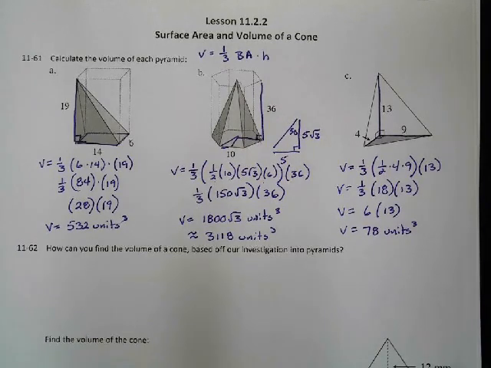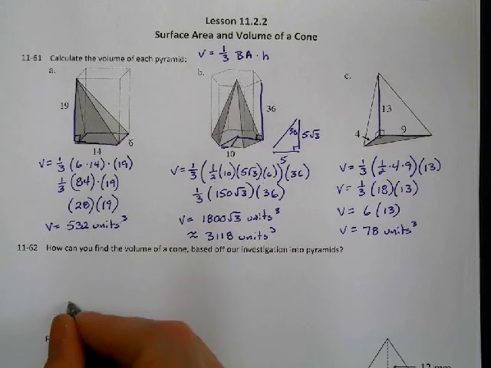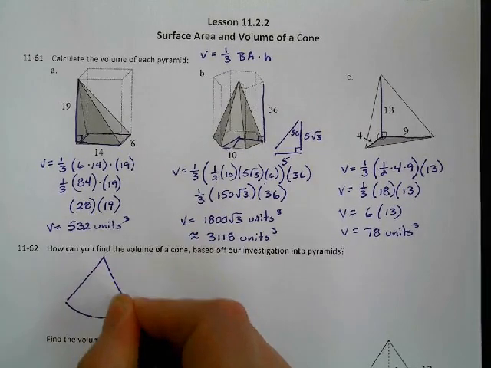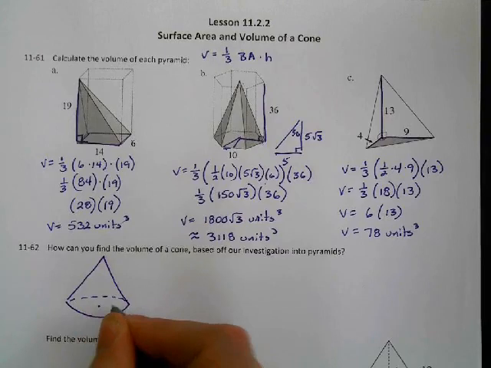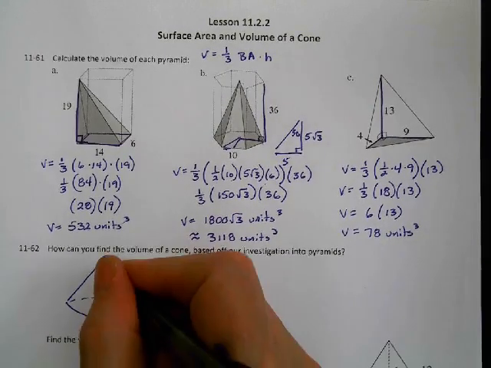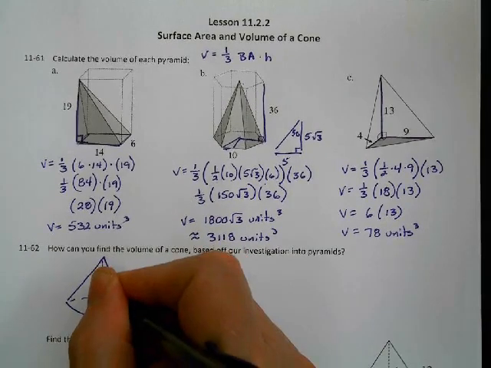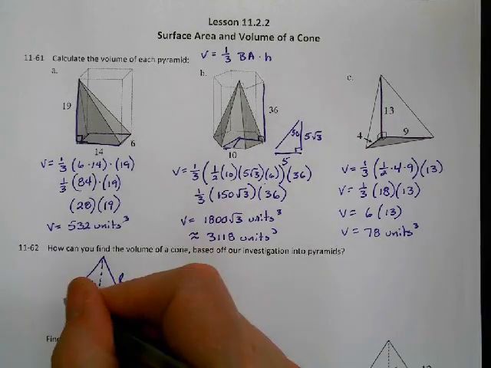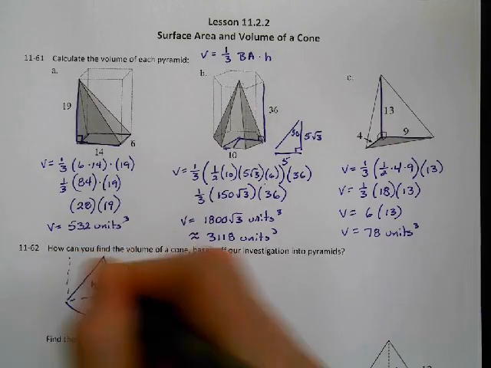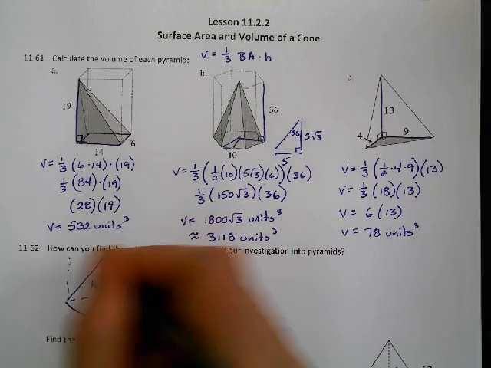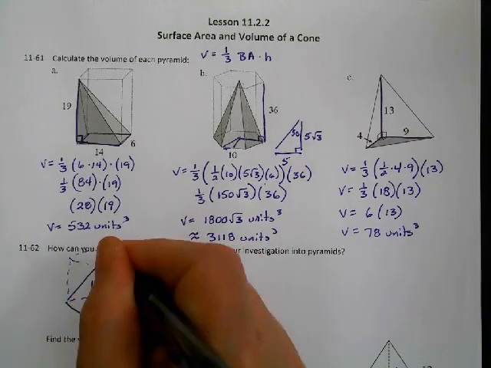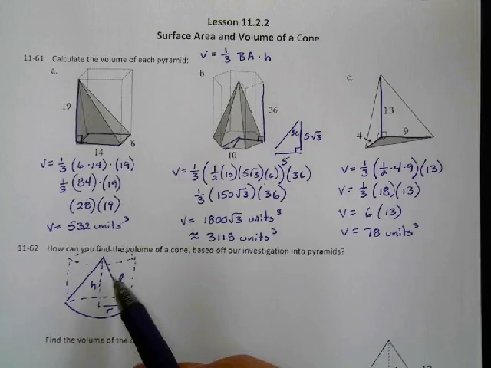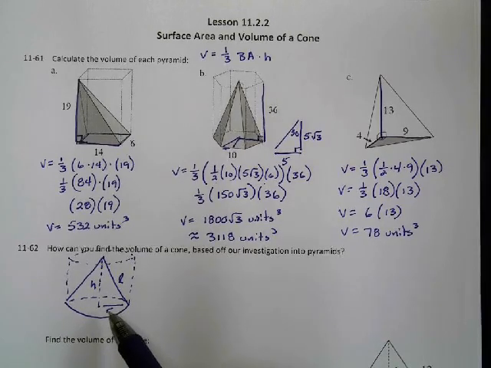All right, how can we find the volume of a cone based off of our investigations into a pyramid? So a cone meets at one point very similarly to a pyramid. Our height is still inside the shape. And this would be our slant height over there. And this would be our radius. So we said before, with a pyramid, we imagined a prism being on the outside, like this over here. So for a cone, we would imagine a cylinder being there.